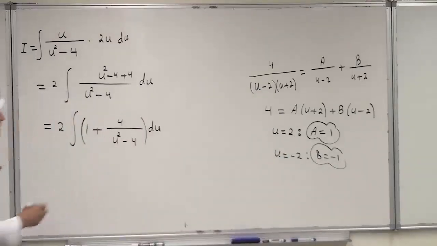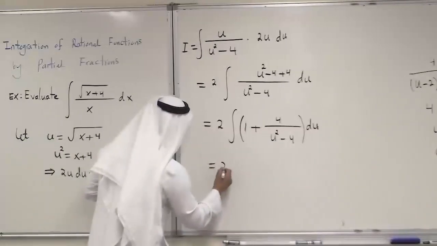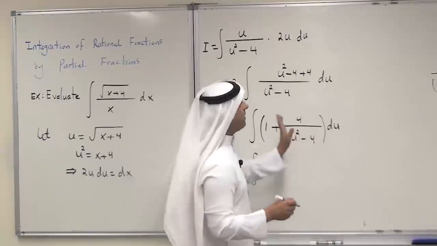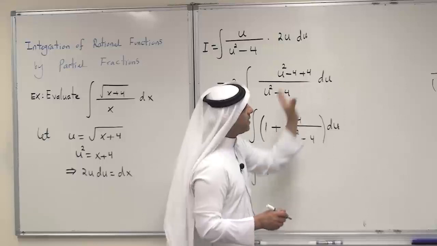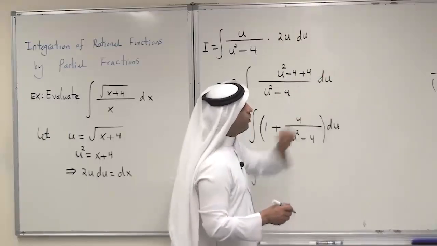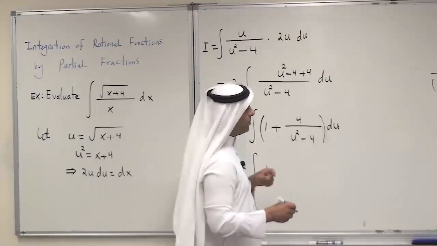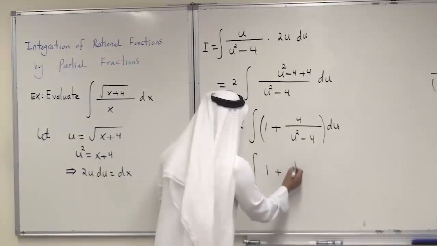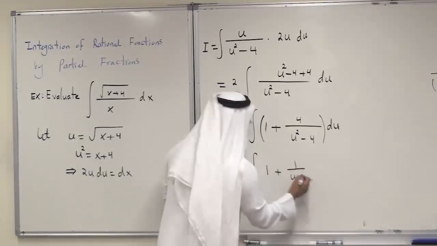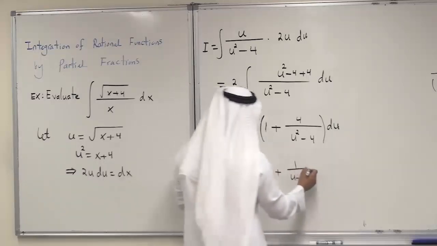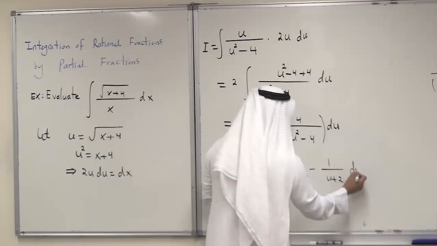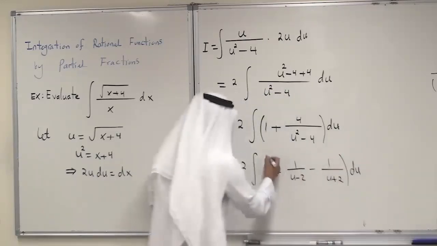Now let us borrow this and write it down here. It is 2 times the integral of 1. All of this now will be rewritten into partial fraction decomposition form as A over u minus 2 plus B over u plus 2. Substituting, that will give me plus 1 over u minus 2, then minus 1 over u plus 2, and this is du, and this is exactly what we have. Fine.